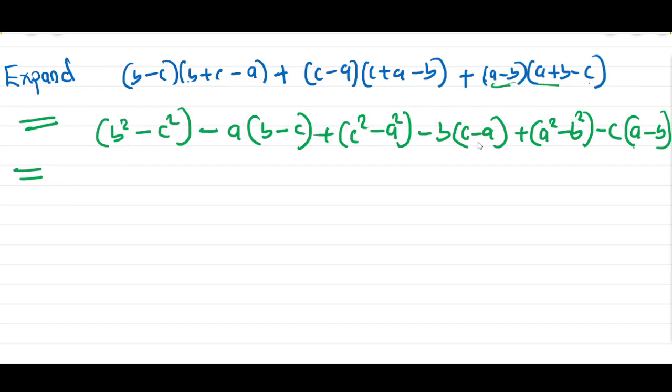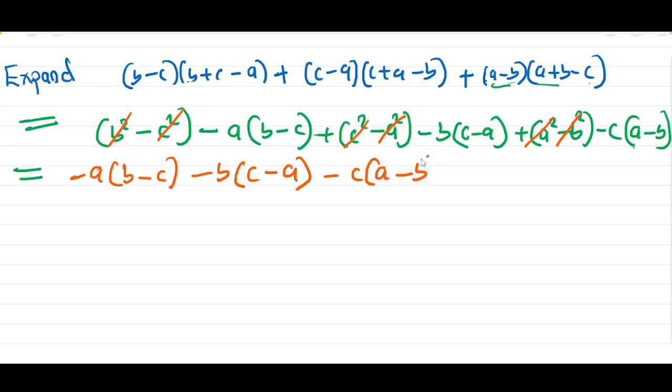Things cancel out nicely. Let me cancel with a different color of pen. This b squared here and this b squared here cancel nicely. A squared here cancels out nicely with a squared here because they're all plus, and c squared here and c squared here, they go nicely. So lastly what we'll have is negative a, then b minus c, then negative b followed by c minus a, and then negative c, a minus b.